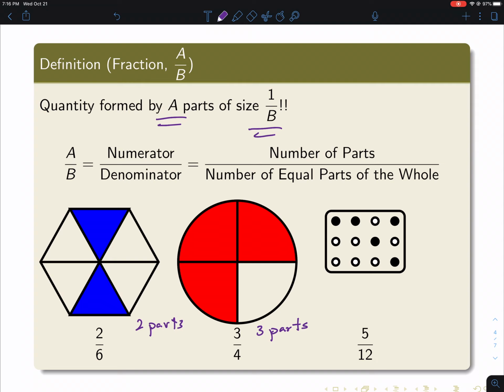And then finally the last one. So now we've got 5 black dots colored in. So we've got 5 parts of size 1 over 12 in this case. And so that gives us our fraction.